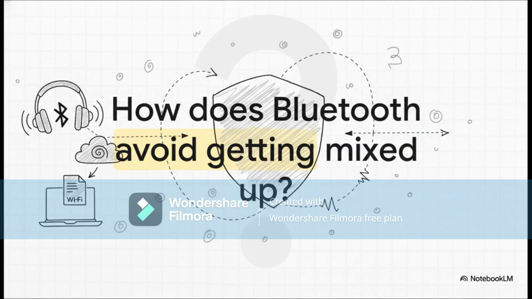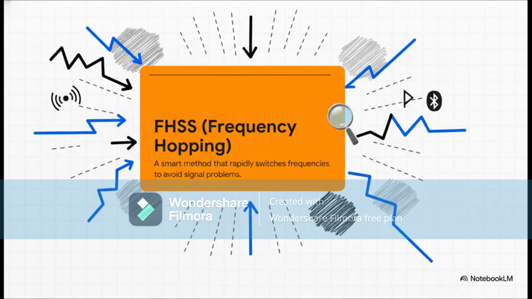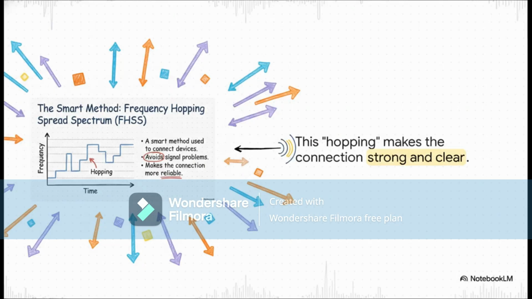Well, the answer is incredibly clever. The secret is a technique called frequency hopping spread spectrum, or FHSS. Okay, I know that sounds super complicated, but the idea behind it is actually really simple. Think of it as a super smart way of dodging traffic to keep the road clear and the connection reliable. And this is basically what it looks like in action.